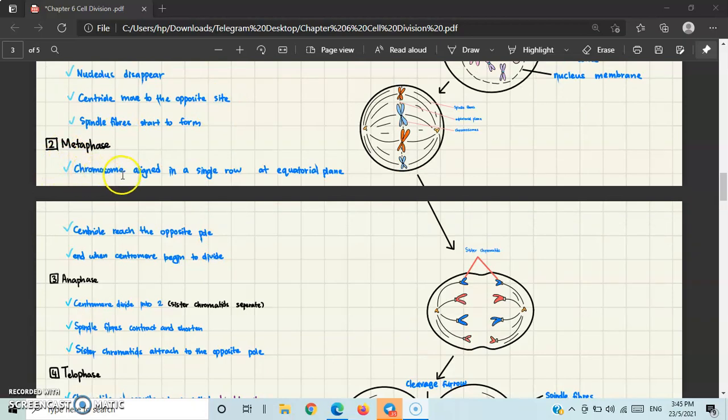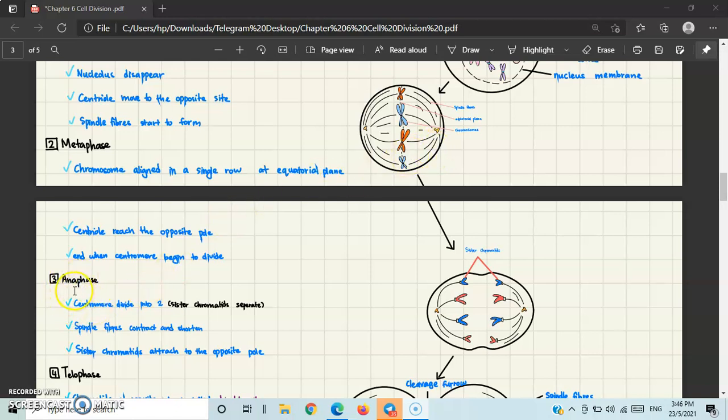In the metaphase, chromosomes align in a single row at the equatorial plane. As you can see here, these are the chromosomes that align in a single row at the equatorial plane. The centriole reaches the opposite poles, and it will attach at the centromere. It ends when the centromere begins to divide. So you can write the chromosomal behavior: chromosomes align in a single row at the equatorial plane.